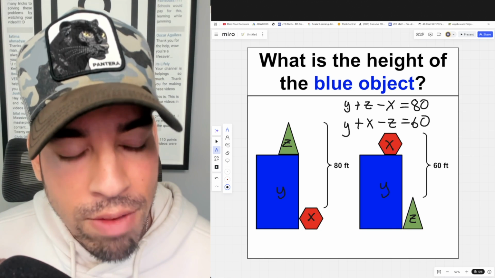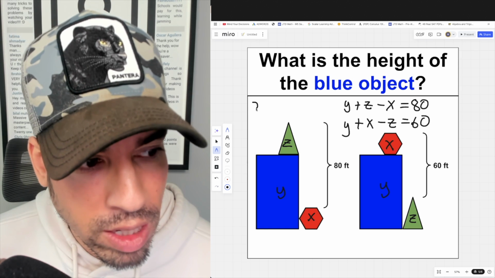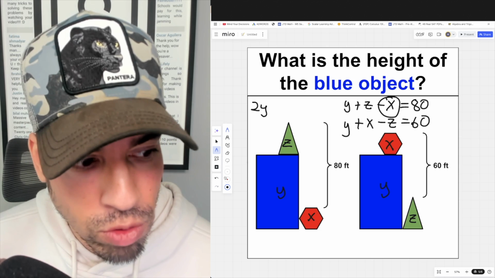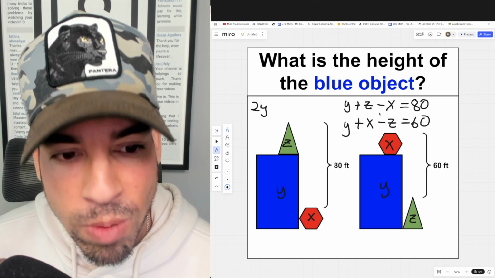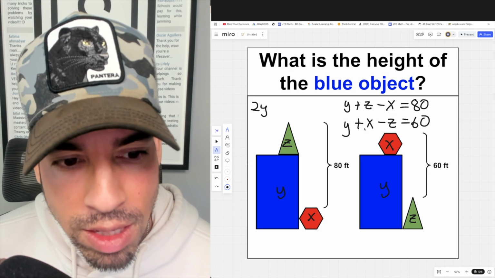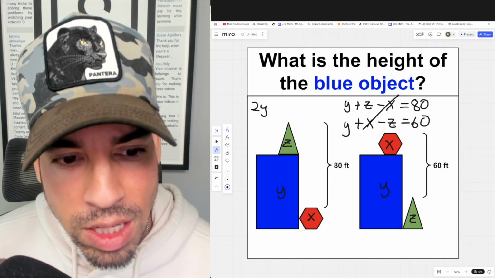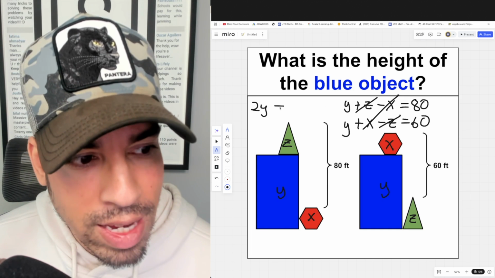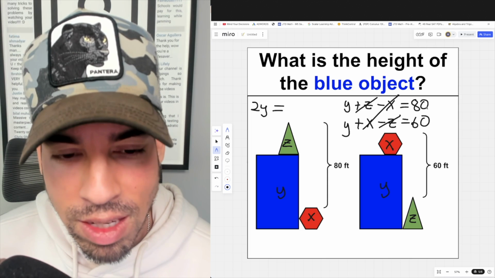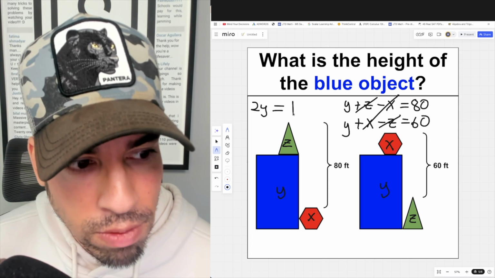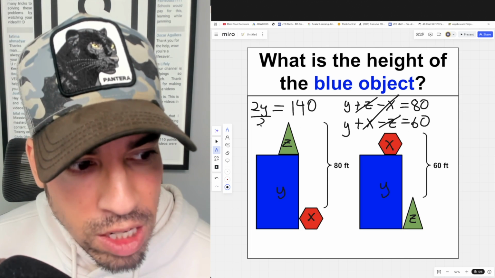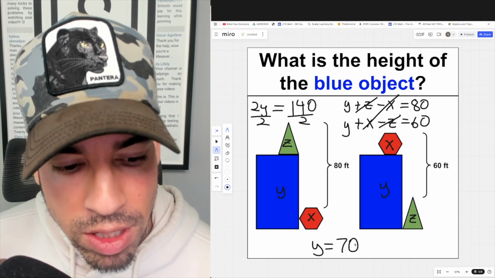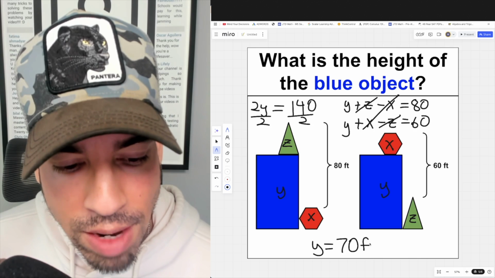So check this out. If I add the two Y's together, I'm going to get 2Y. If I add this X, which is really a negative X, because remember that minus sign sticks to the variable, it's a negative X plus a positive X, they just cancel out. And then I've got a positive Z plus a negative Z, and they're going to cancel out as well. So we simply have 2Y equals, and then we add the right sides together as well. 80 plus 60 is 140. Last but not least, we divide both sides by 2, and we end up with Y equals 70. So the height of the blue object is 70 feet.